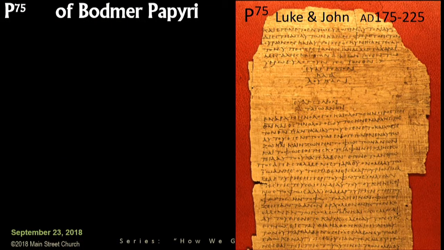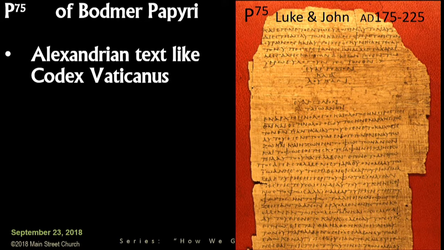Here's P75 from the Bodmer collection again. I really like P75. It's got Luke and John in it. And again, it's dated much earlier than everything else that we had. So these papyrus collections really changed the entire game of what we know. What's interesting is that it's Alexandrian style text. And when we say Alexandrian or Western, we talked about that last time. It really talks about a style of writing, the penmanship and how it looks. It's just how the letters look.